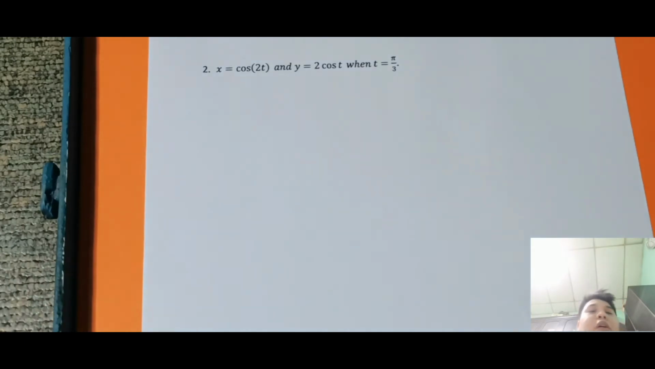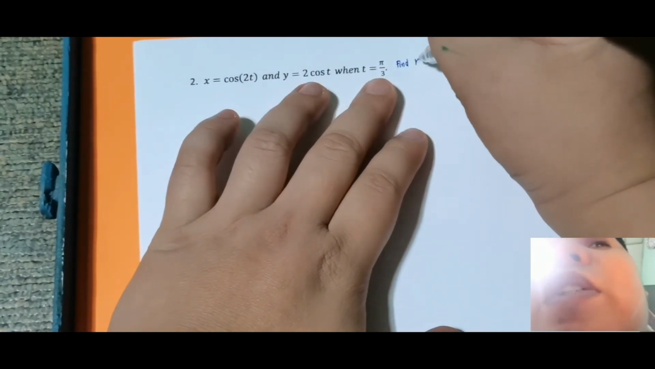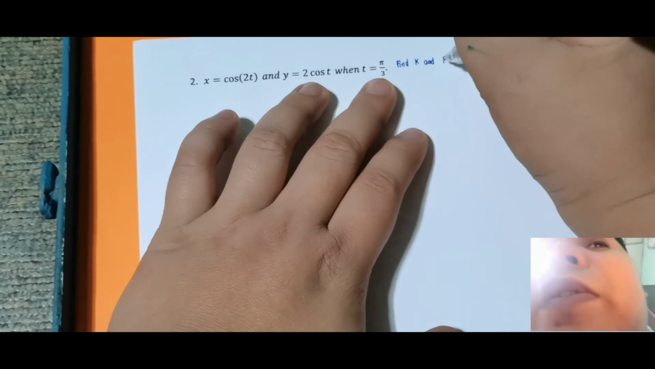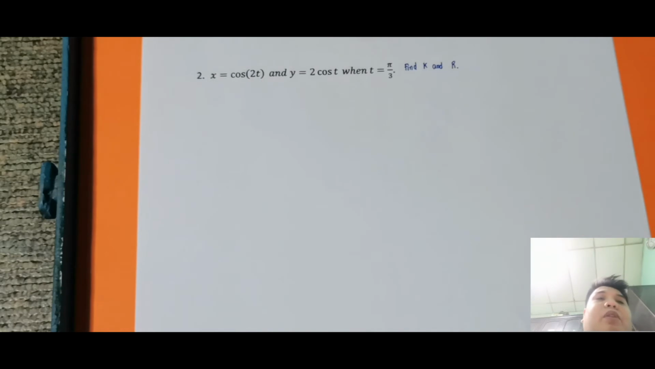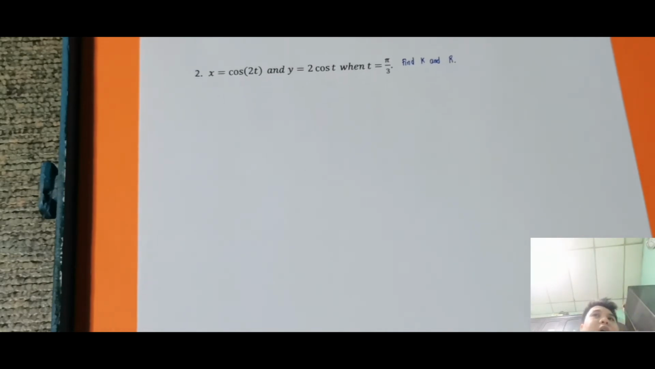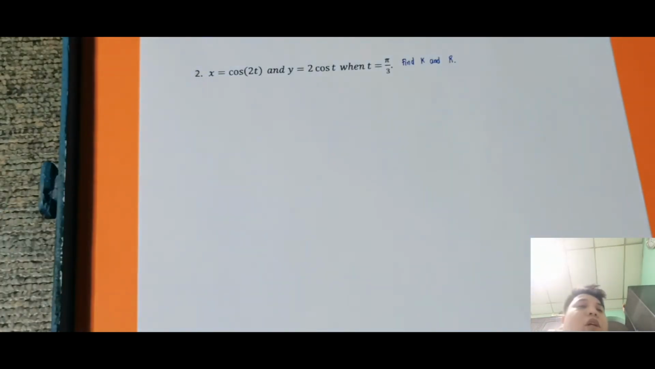So for last example, para sa ating linggong to, so chapter na to, we have x is equal to cosine 2t and y is equal to 3 cosine t when t is equal to pi over 3. So we need to find the curvature and the radius of curvature. Okay, so kung naalala mo, sir, ang gagawin po namin dyan is kukunin po namin yung y prime saka y double prime. Pero ang mahirap dito, hindi pa natin alam kung ano yung y prime, kasi nga, tayo ay naka-parametric equation.